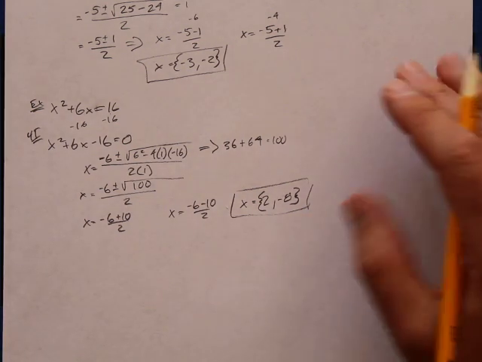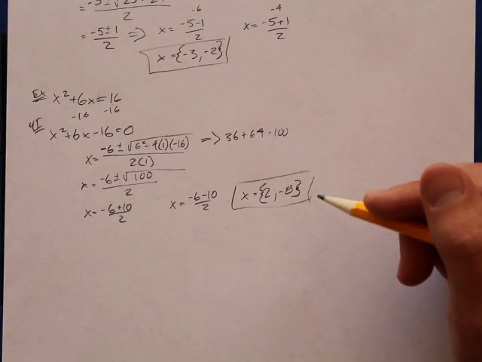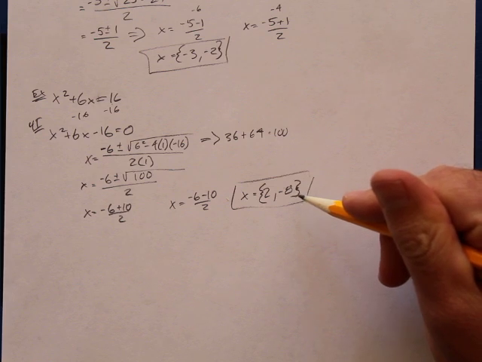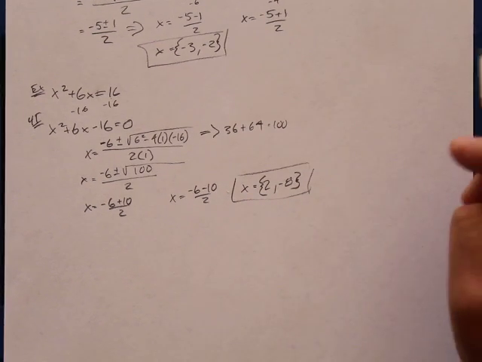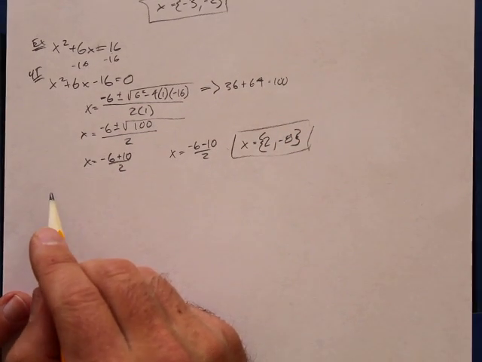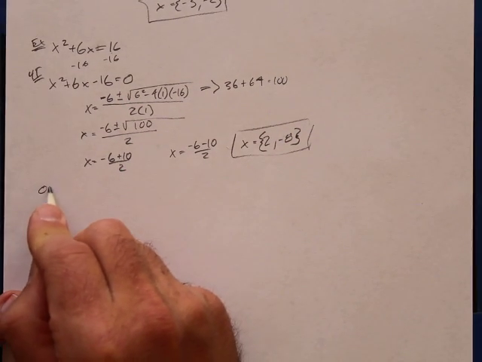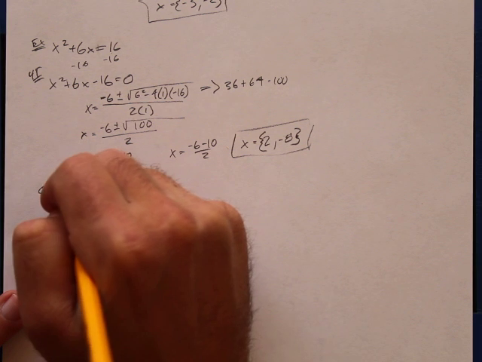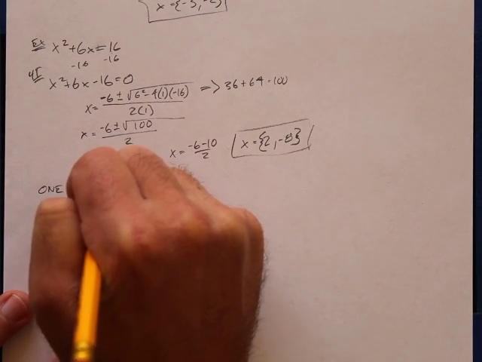Okay, now, let's go ahead and look at this next section here. We have one rational root.